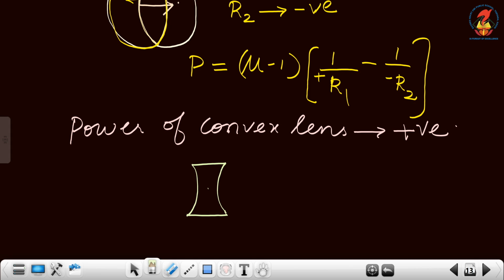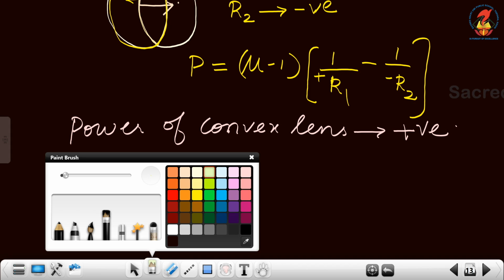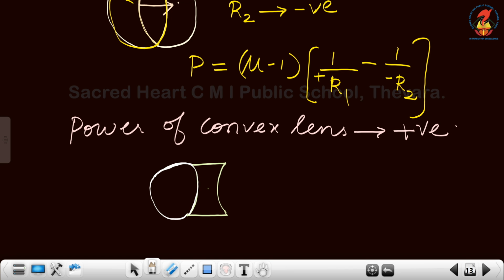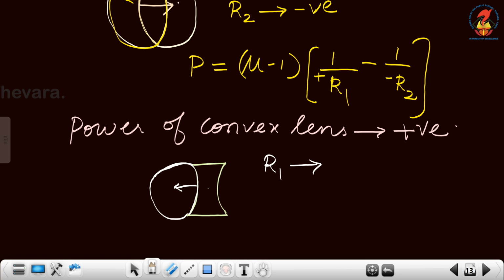Your optical center. Now this concave lens is also made from spheres, isn't it? So let us take the first refracting surface, and this is the sphere. First refracting surface, which means R1, and this is the center of curvature, so R1 is taken in the direction opposite to the direction of light, isn't it? Which means for a concave lens, the value of R1 will be negative.